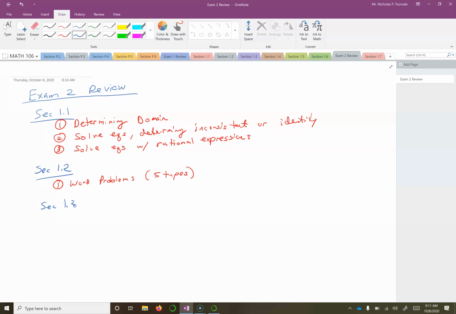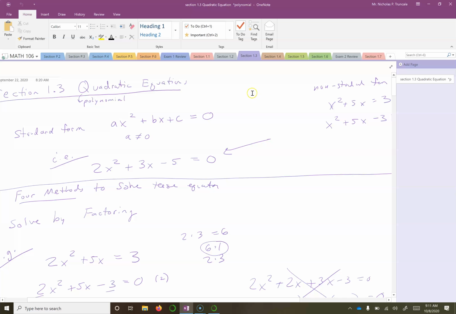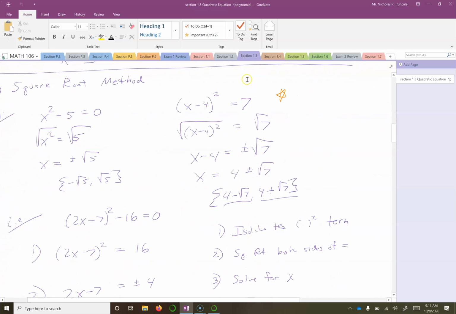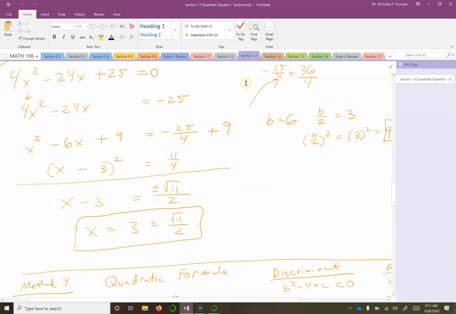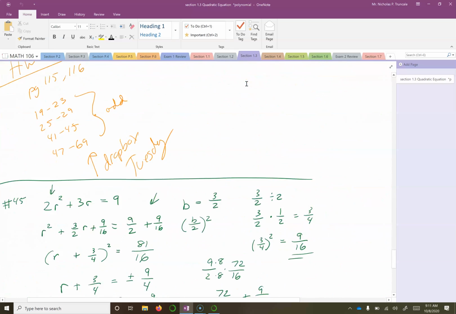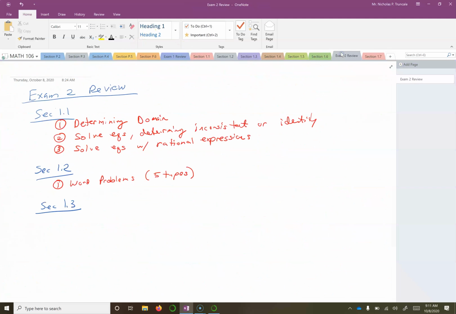All right, section 1.3. All right, so we're solving quadratic equations, and I gave you 4 methods: factoring, square root method, completing the square, let's see, quadratic formula, and that's it. Well, that's pretty nice too, right? Very focused section. Solving quadratic equations.